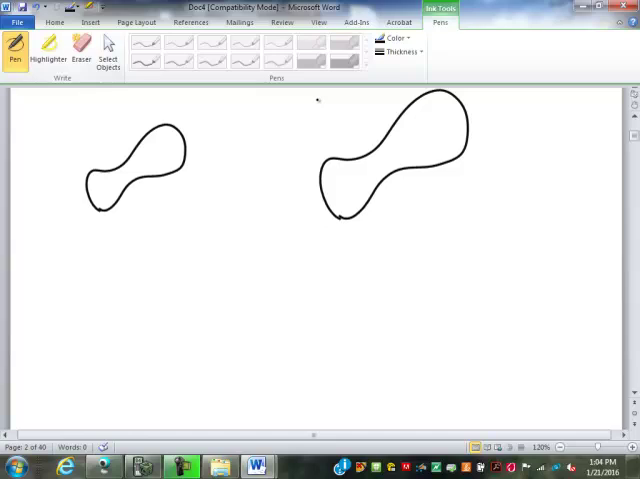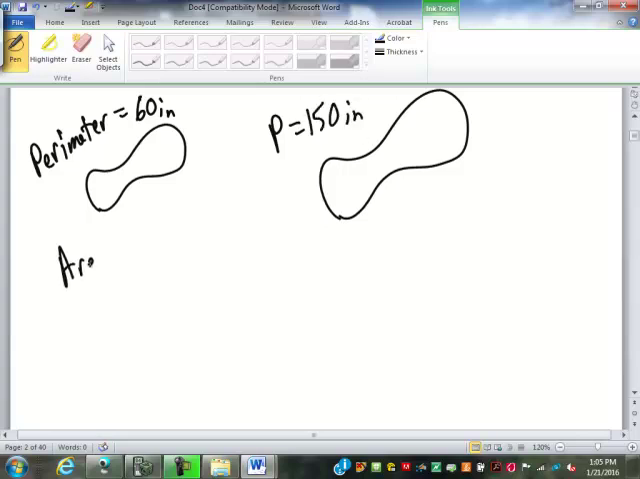So how about here? Let's say we're told that this one has a perimeter of 60 inches. And this one here has a perimeter of 150 inches. And this one has an area. Let's go 420 square inches. Let's find the area of this one. Try that in your notes.